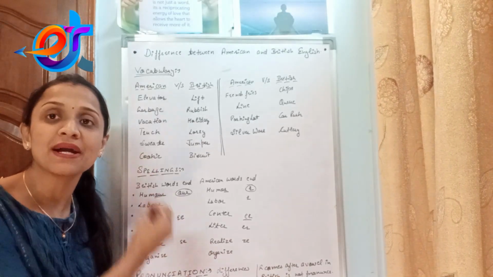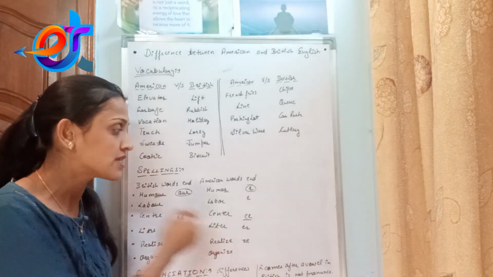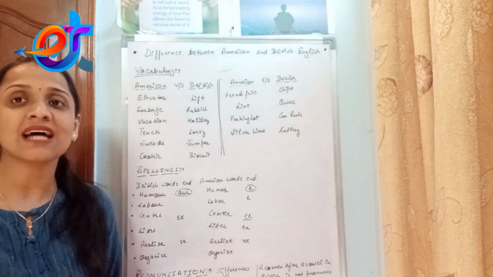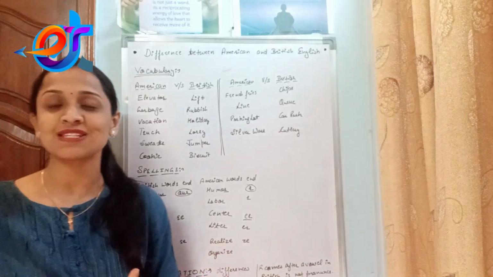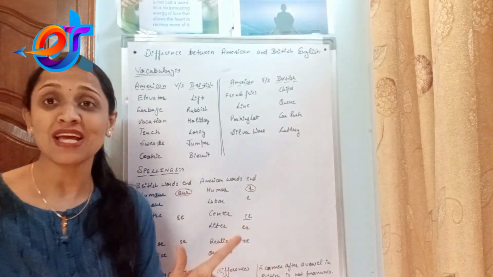So these are a few examples so you can easily understand: if the word ends with OUR, RE, SE, that is used in British English. If the words end with only R, ER or ZE, that is used in American English. These are some examples I have taken to make you understand the difference of spelling in American English versus British English. So next, let's move on.